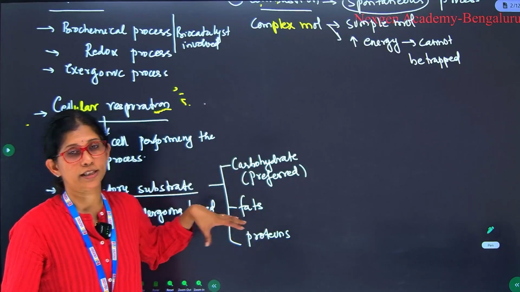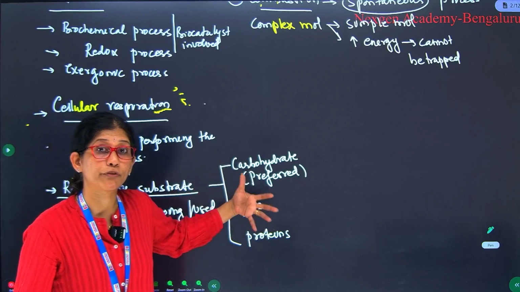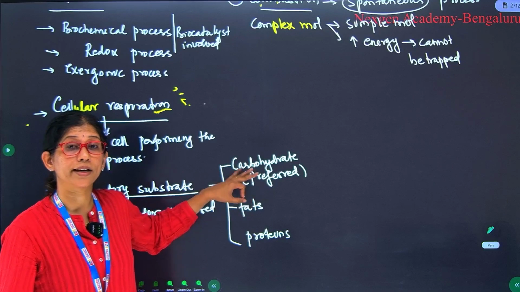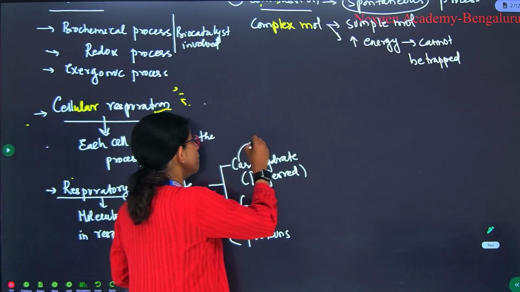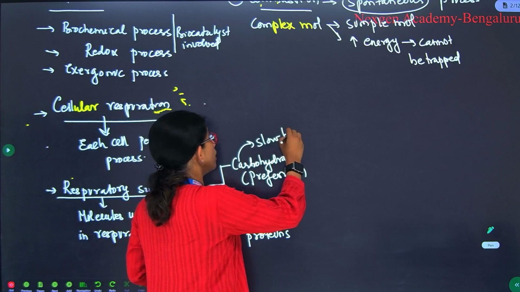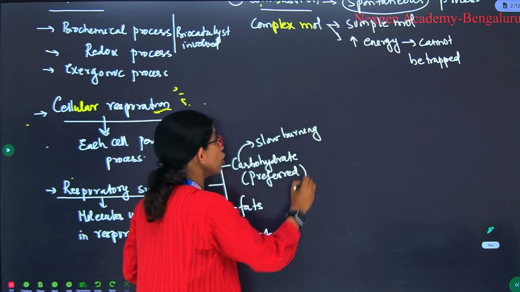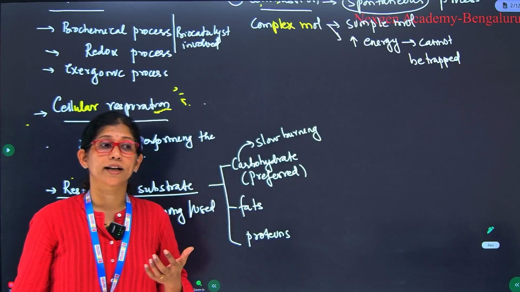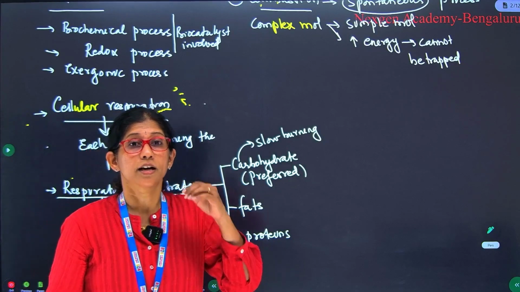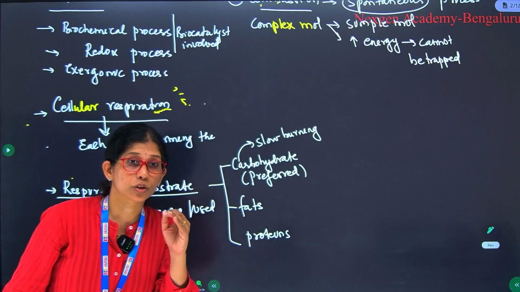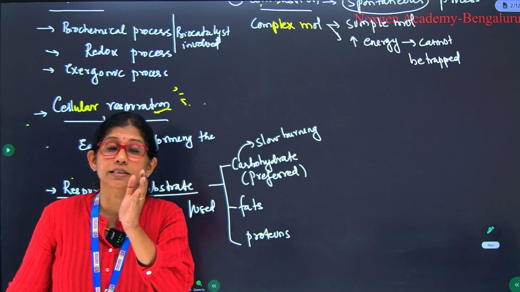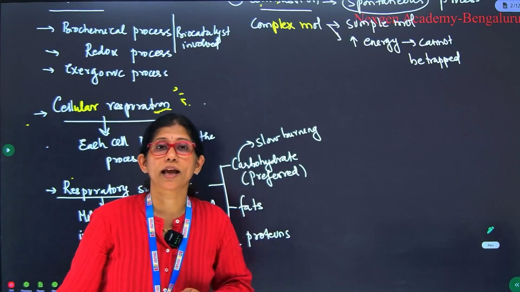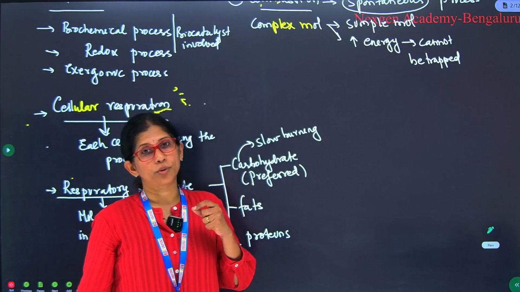So, in the plant, if all three biomolecules are available, which one will be preferred by the plant cell? Definitely it is carbohydrate. Why is carbohydrate the most preferred substrate? Because it is a slow burning substrate. When I say slow burning, it means the breakdown of carbohydrate or complex carbohydrate is a very slow process. Unless the process is slow, involving different steps of reaction, the energy that is released during the process will not be able to be trapped and converted into energy.